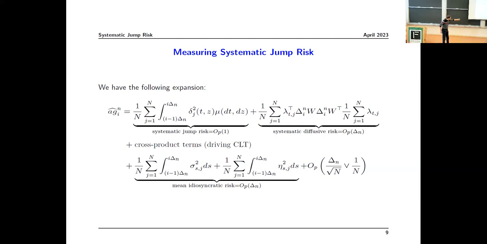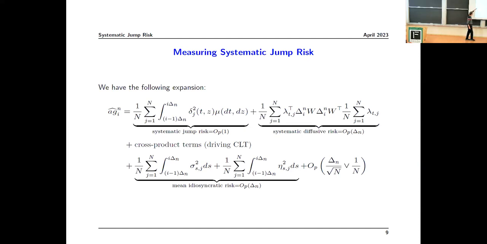And then, of course, I have the squared systematic diffusive factors, the normal factors, the sum of those. Now, this thing is shrinking as I sample more frequently, so it's of order of magnitude delta N. If I have finer sampling, it's going to shrink, okay? Then you have some cross product terms which drive the CLT results for later on, which is not important. They are higher order terms. And then you have the average idiosyncratic variance, coming from jumps and from diffusive moves, from anything. Again, it's of the same order of magnitude as the systematic diffusive risk. It's shrinking, but only with the delta. It doesn't depend on the big N, on the size of the cross section. And finally, you have some residual terms which are much, much smaller, so we don't need to bother.